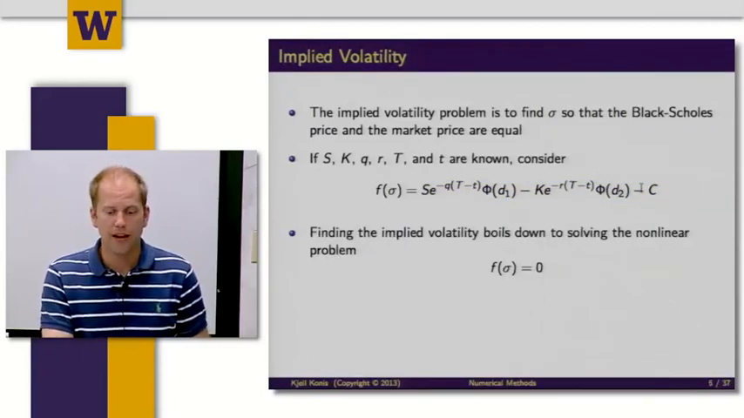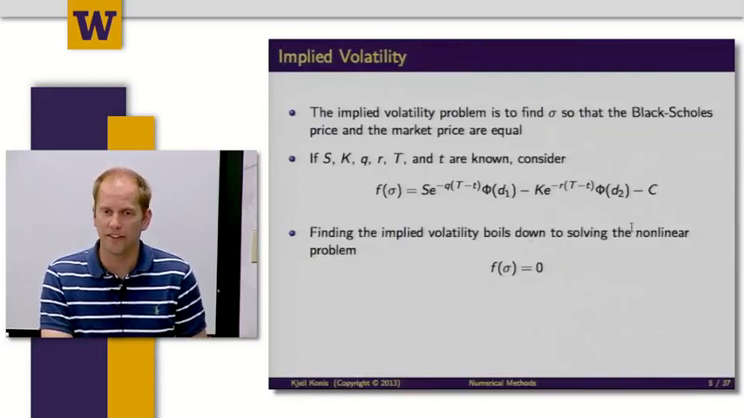So finding the implied volatility really just boils down to solving this. It's called a nonlinear optimization problem. And I just want to find the value of sigma so that f of sigma is equal to 0.